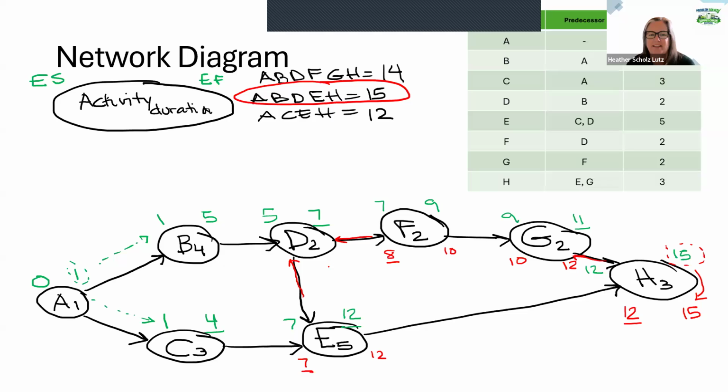So if we need them to start on time, we're going to choose that smaller number. So this would be a 7 minus 2 is 5. So again, down here to C, there's one connection. So it's 7 minus 3 is 4. Up here, one connection, 5 minus 4 is 1.